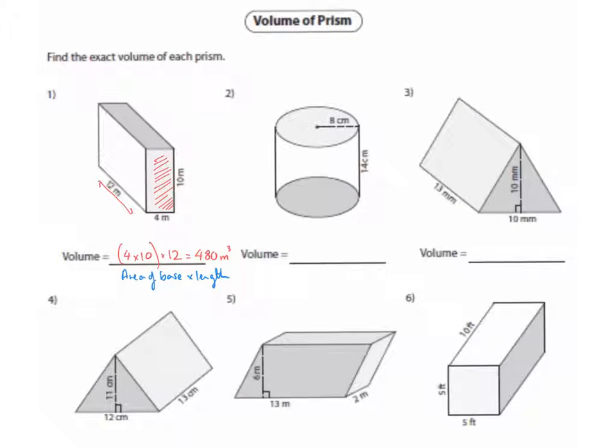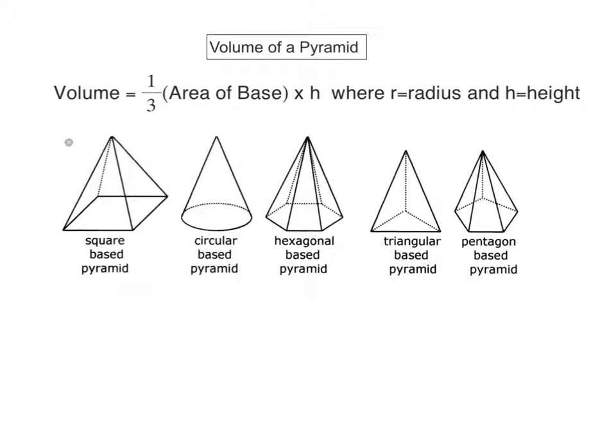So just work your way through this worksheet and then try and find the volume of each prism. So when we move on to pyramids, it's the same idea, except the volume now is 1/3. The prism was area of the base times the height, now we've got this 1/3.